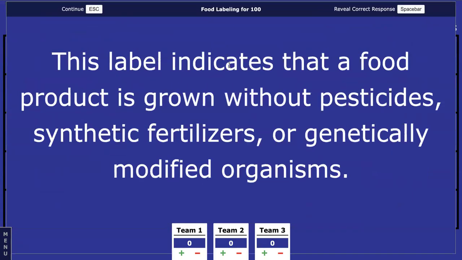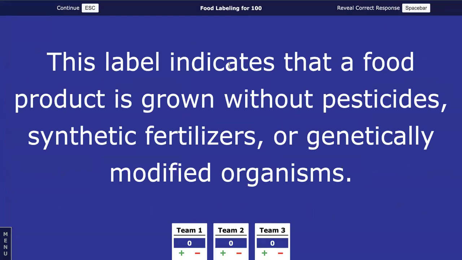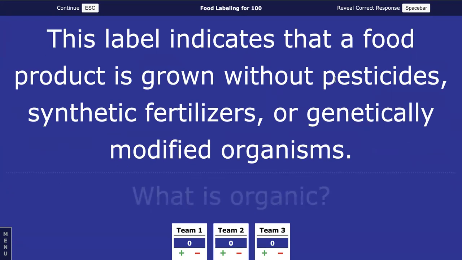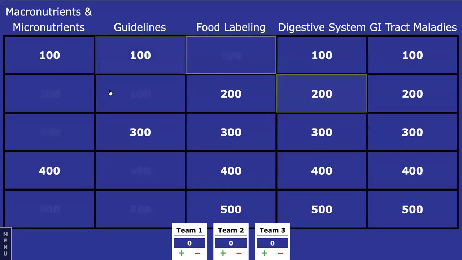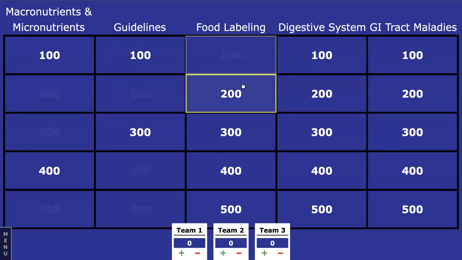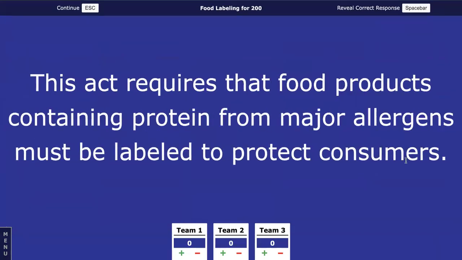Okay, this section's on food labeling. This label indicates that a food product is grown without pesticides, synthetic fertilizers, or genetically modified organisms. Yep, organic. The story behind how this word came to be is pretty cool. A bunch of farmers went to the White House and petitioned for this word to be brought into the vocabulary. And now we have it in all of our stores to tell us that our food has no pesticides if you buy that specific one, which is why it's typically more expensive than its non-organic counterpart.